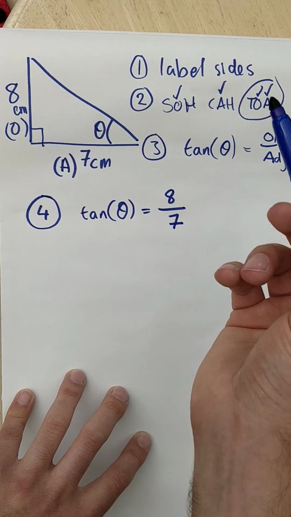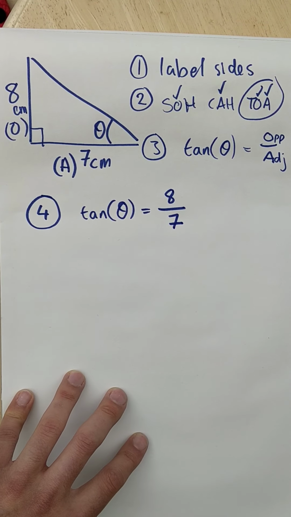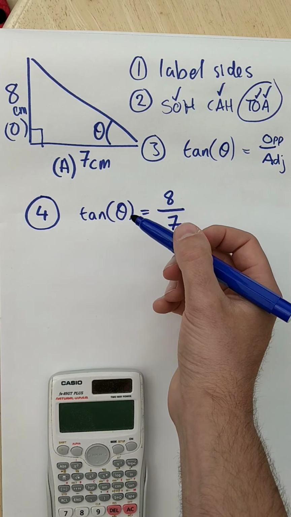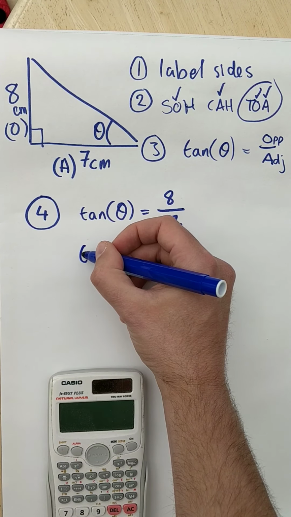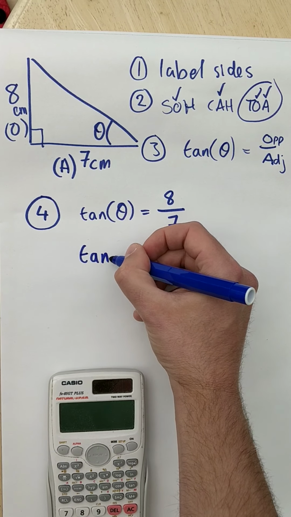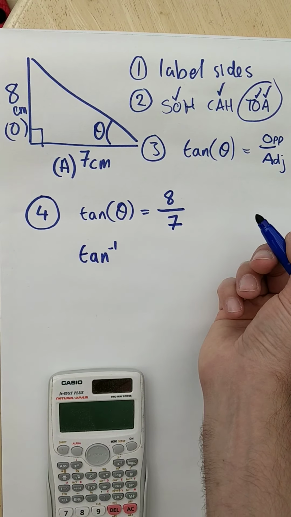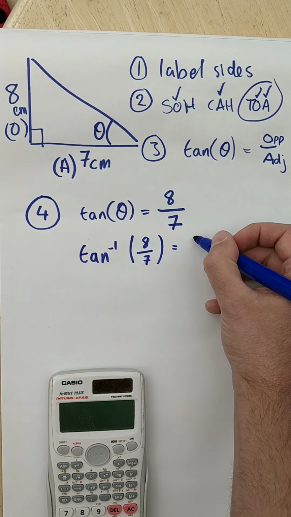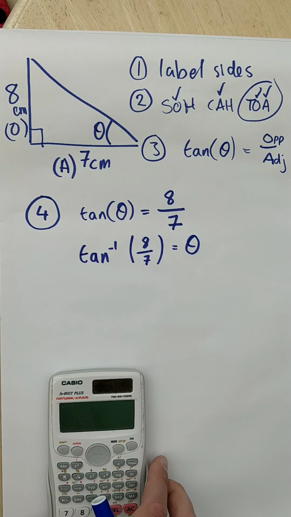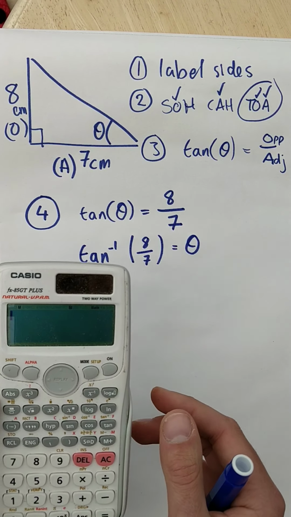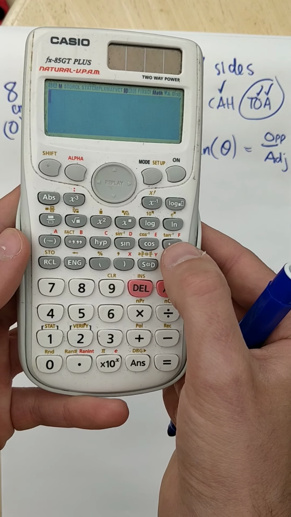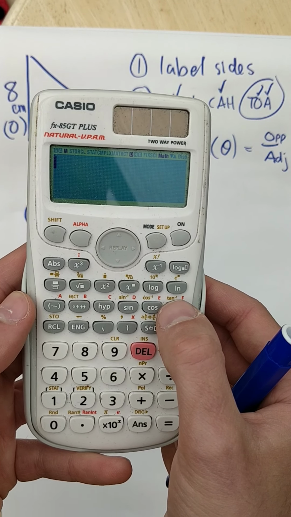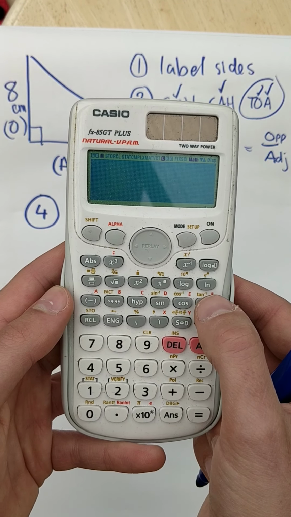Now, the next step you probably wouldn't have seen before and involves using another different button on your calculator. So to actually calculate the angle, what you have to do is tan to the -1, that means the inverse. So the inverse of tan, 8 over 7, is equal to our angle. Now you might be wondering, how do you do that? So if you find the tan button on your calculator, and look just above it, we've got tan to the -1. That means the inverse. That means we're working backwards.